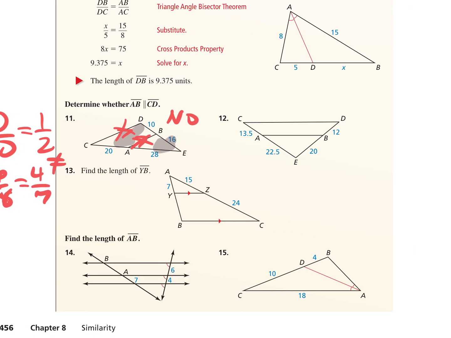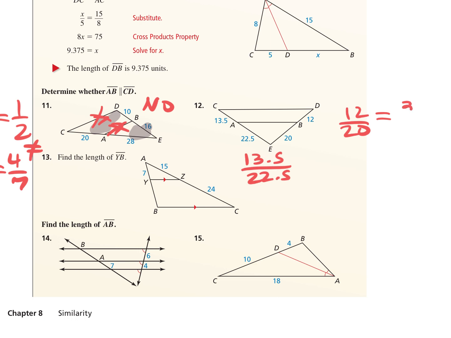So then over here, if I simplify this top to bottom, 13.5, 22.5, and then do the 12 over 20, I can divide these both by 4, so 3 to 5. I can do the same with these, and this will also simplify 3 to 5. So because they simplify to the same ratio, yes, AB is parallel to CD. But again, I'm not going to ask you to show. I will give you that they're parallel, and then you would have to solve for X. So that's what you're going to be doing in number 13.